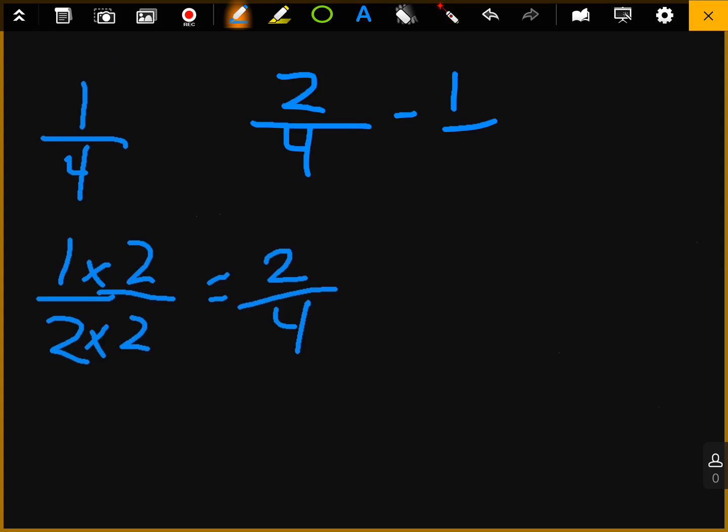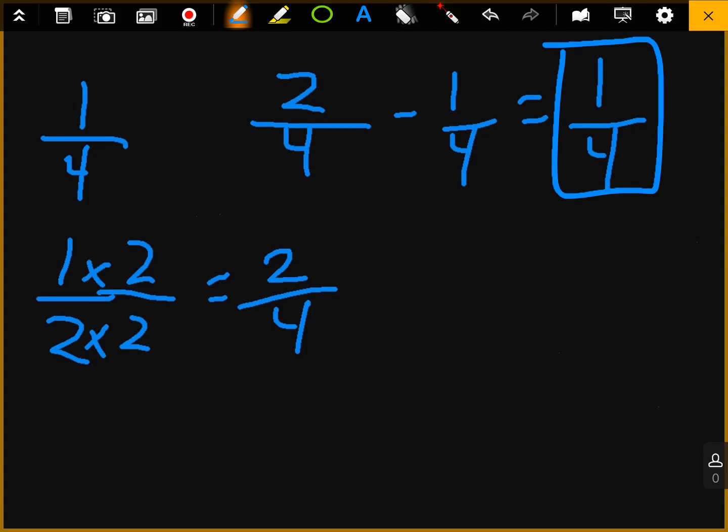And what they say is how much more, which means you need to subtract Zach's total, which is 2/4, from Miguel's total, which is 1/4. 2 minus 1 is 1. 4 stays the same. So Zach ate 1/4 more of the burrito than Miguel did. That's number 8. And that's the end of your Chapter 6 study guide.